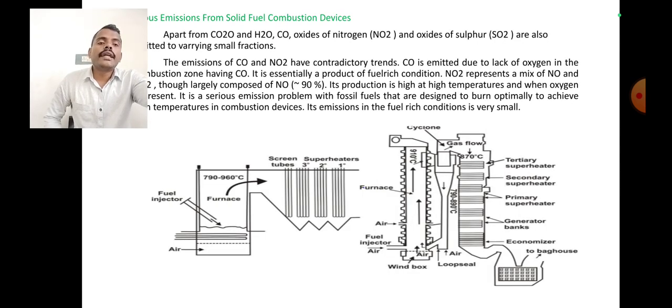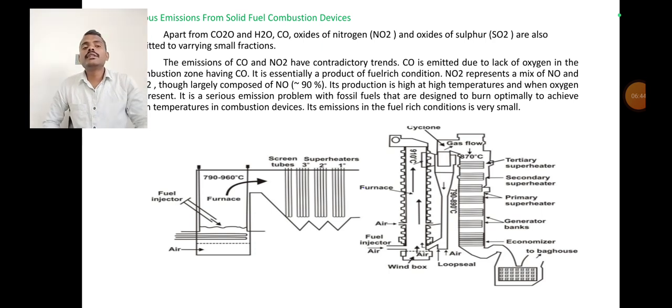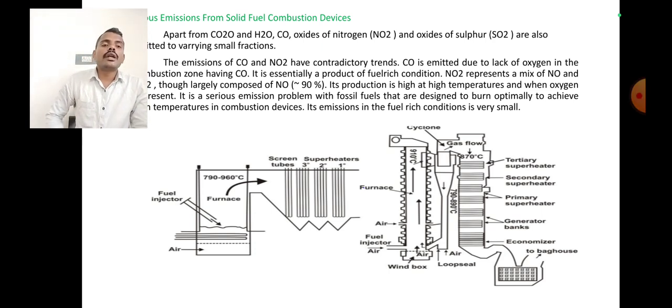This is another type of combustion system, a solid fuel combustion system. Here we have a tertiary superheater, secondary superheater, primary superheater, generator banks, baghouse and economizer. In this we have three types of superheater: primary, secondary and tertiary. Generator banks are used to convert the water into vapor. Then the vapor passes to the primary superheater, where the temperature increases slightly.